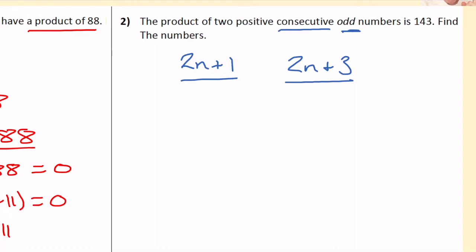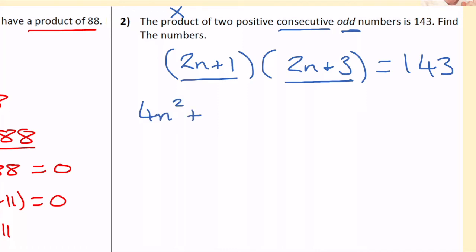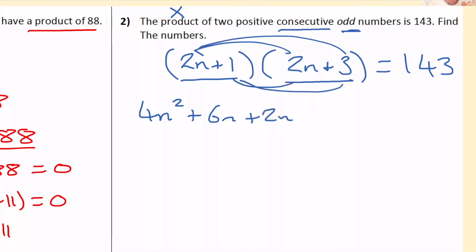Okay? I'm going to do the rest with you because the tricky bit there was setting up that equation. So the product of these numbers is 143. So that means we're going to multiply them both together and we should get 143. So let's start our expansion. 2n times 2n is 4n squared. Then we're going to have plus 6n, so I'm doing it this way here. Then we're going to have plus 2n and then plus 3 equals 143.